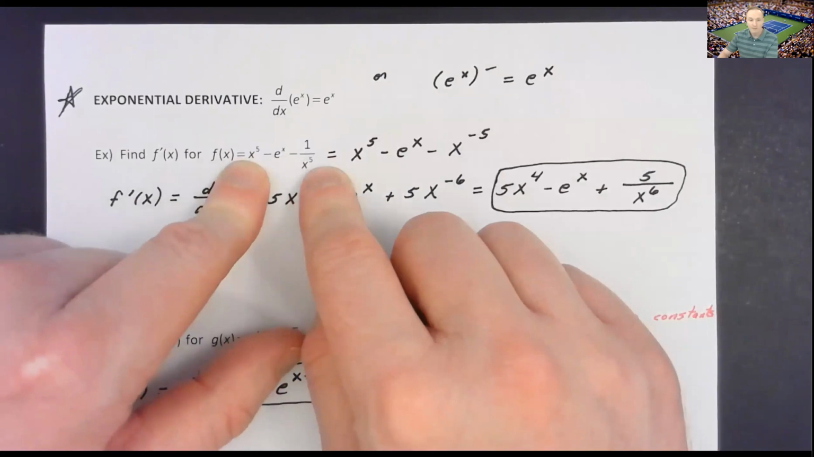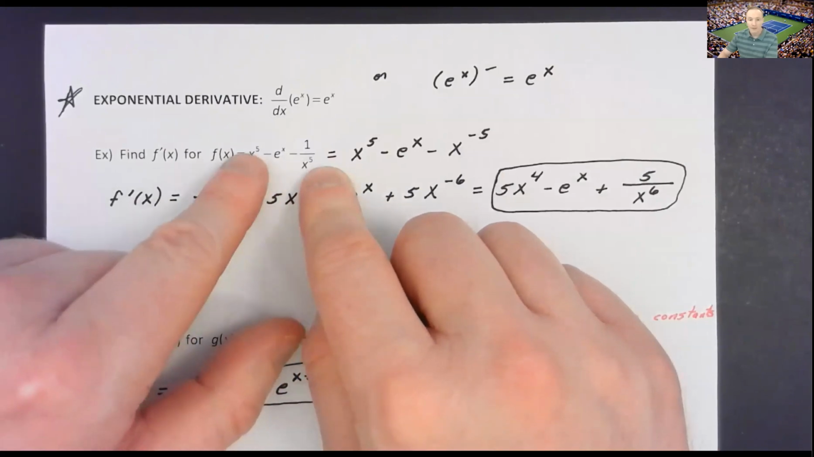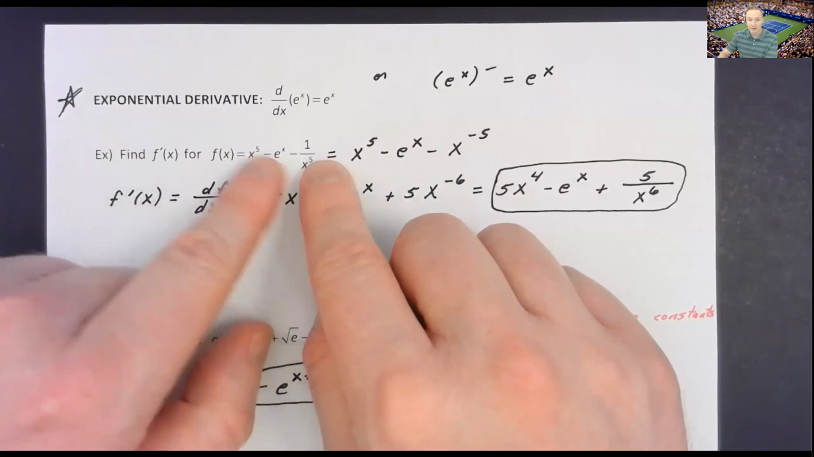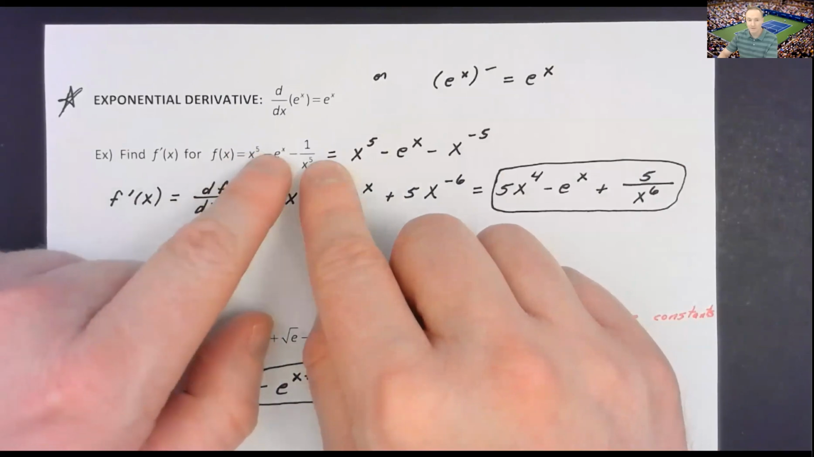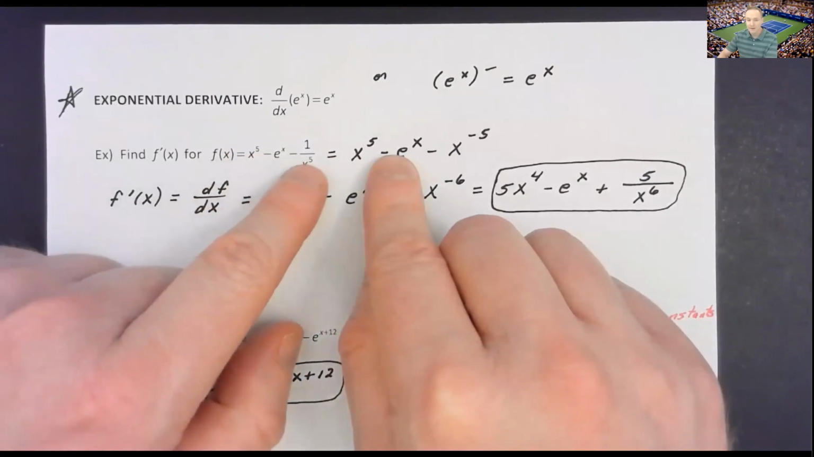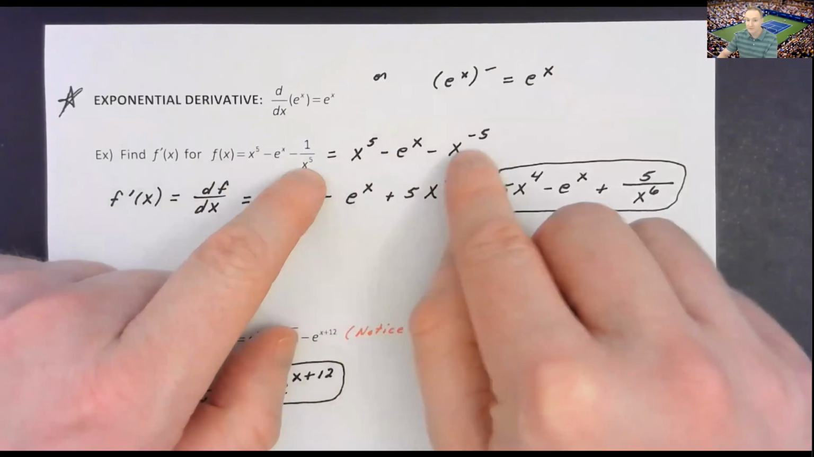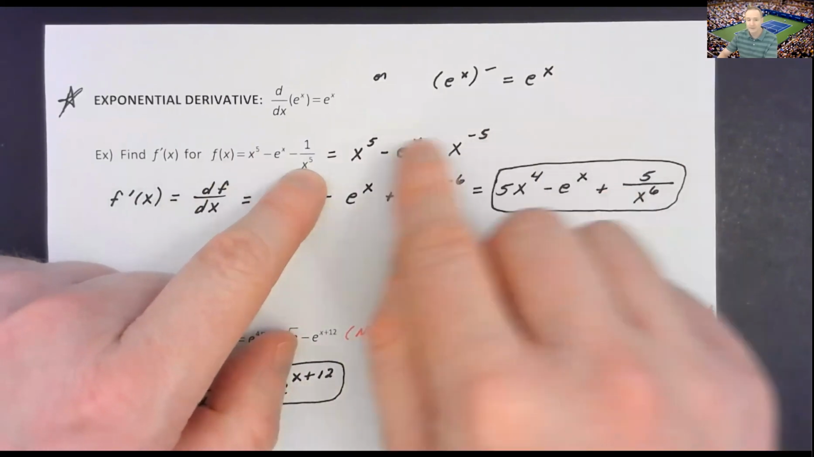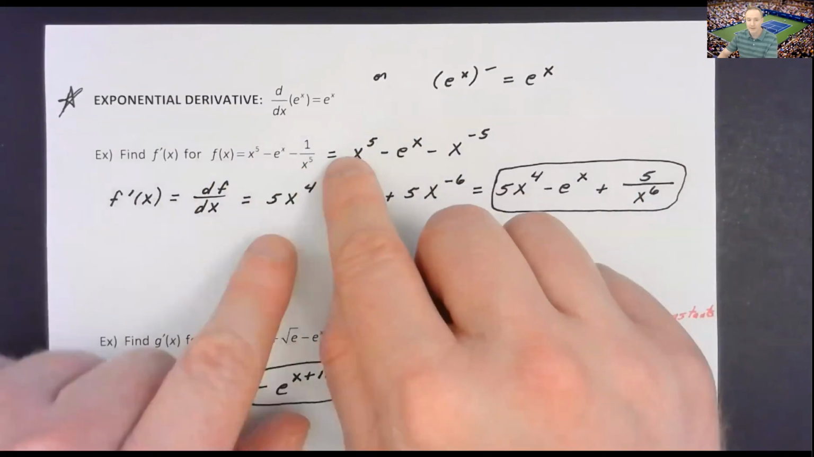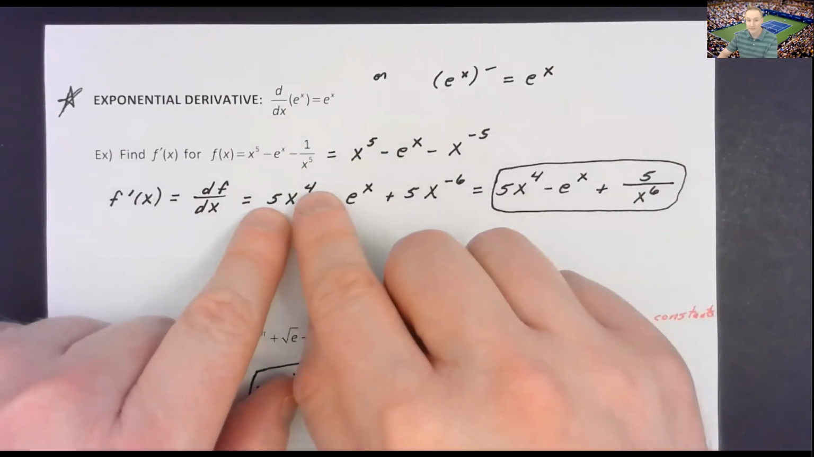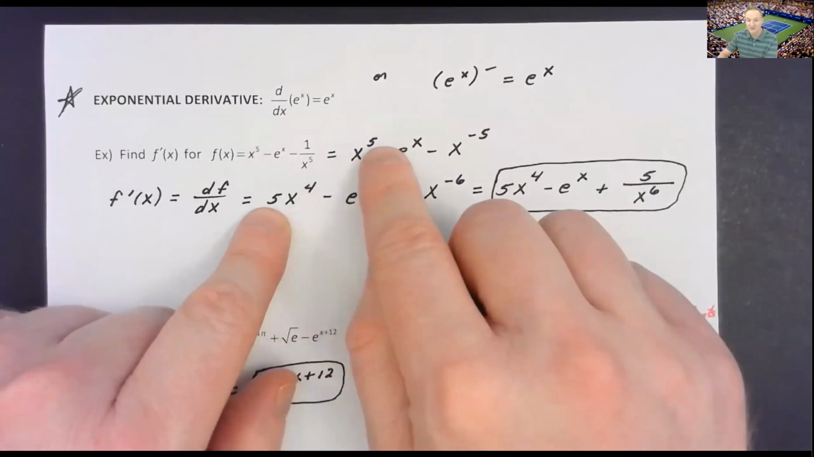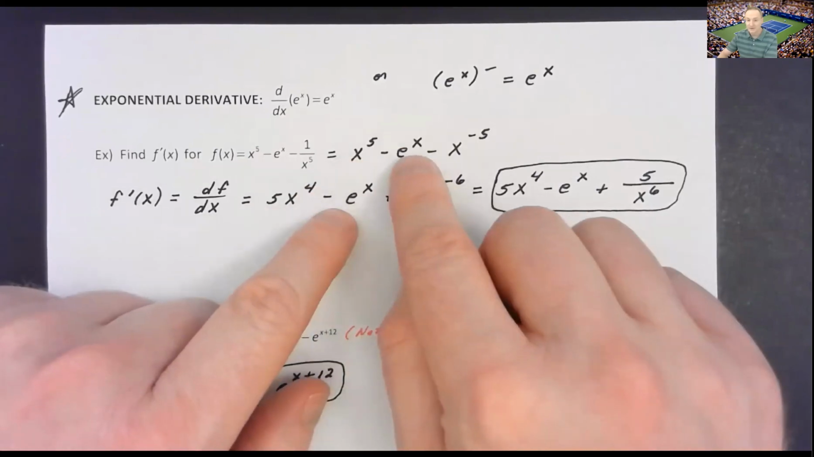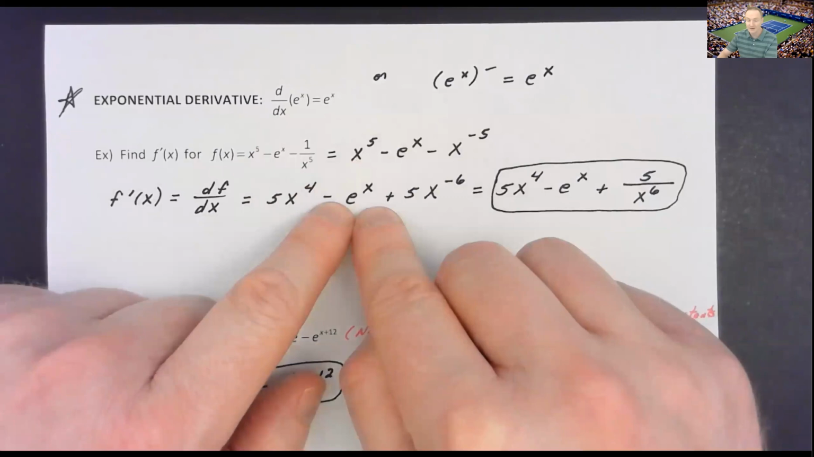And you say, okay, no problem. The third term here needs to be rewritten. I can say this is just x to the fifth minus e to the x. This last term is minus x to the negative fifth power. Now, when I take the derivative, the first term is going to become 5x to the fourth when I subtract 1 from that exponent. The derivative of any exponential function is that exponential function.